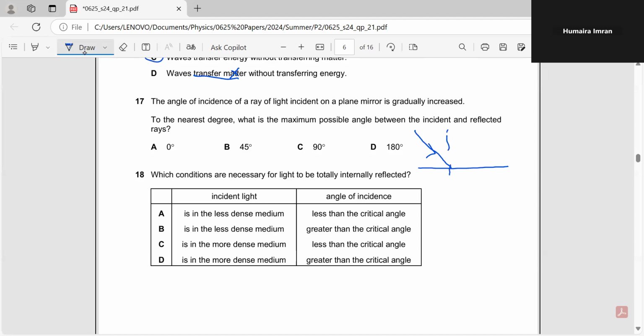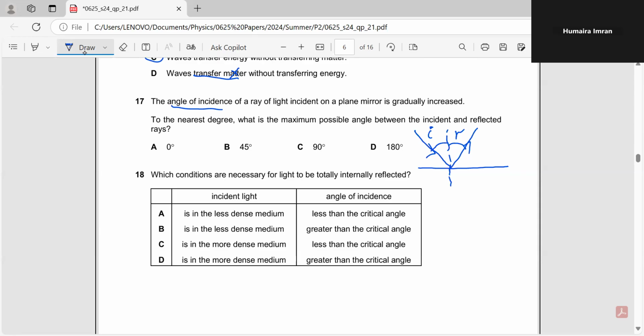First of all, we should know what the angle of incidence is. Angle of incidence is the angle between the normal and the incident ray, and angle of reflection is the angle between the normal and the reflected ray. So these two are the angles they are talking about here, the angle of incidence and angle of reflection. But what's the demand of the question now?